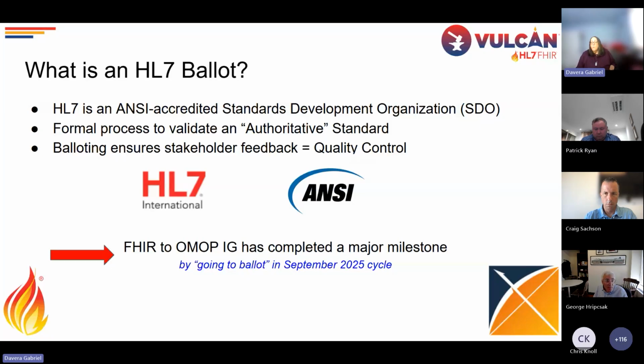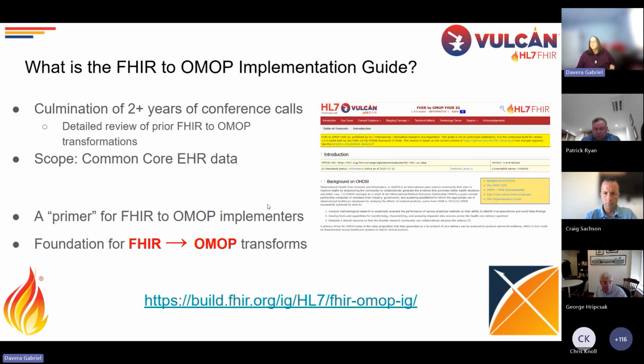The FHIR-to-OMOP Implementation Guide is now out for ballot in the HL7 September 2025 cycle. This is a major milestone for our two communities' collaboration. So what is this FHIR-to-OMOP Implementation Guide? We curated prior FHIR-to-OMOP implementations for common electronic health record data, resulting in transformation guidance and best practices.